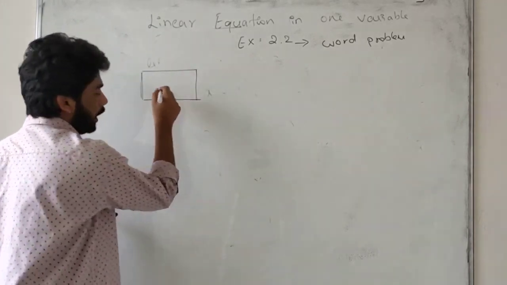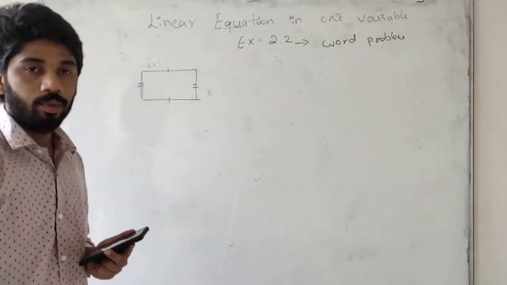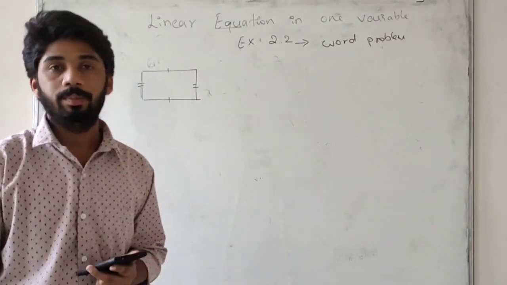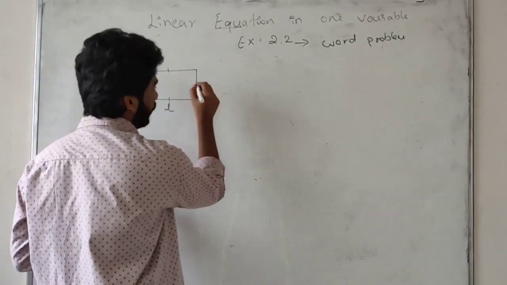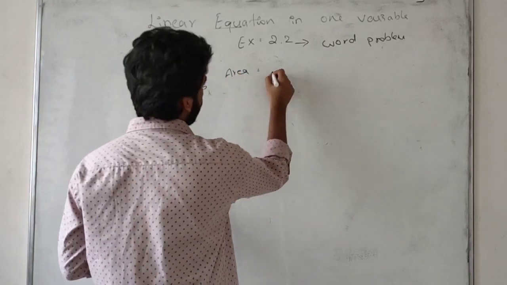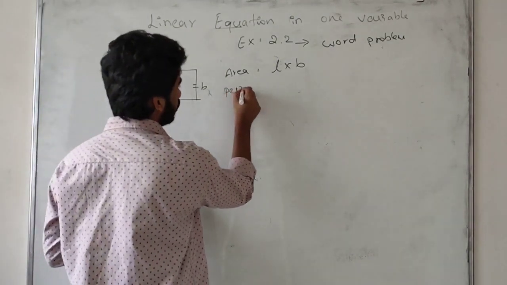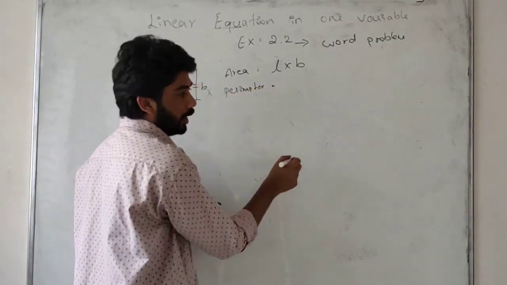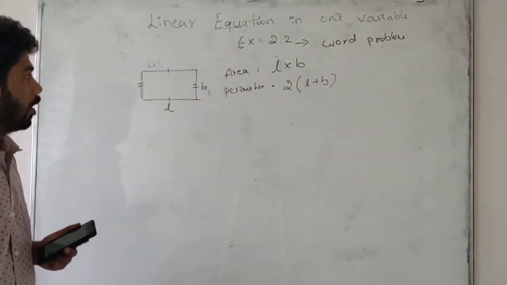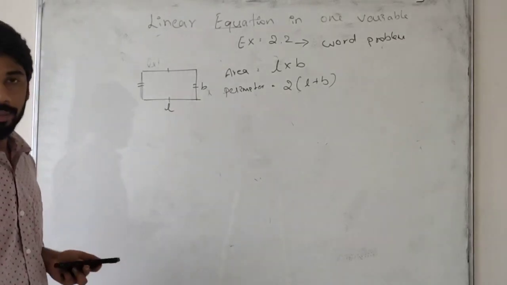This is a rectangle. In a rectangle, opposite sides are equal. We have to know two formulas, area and perimeter. This is the length, this is the breadth. Area is calculated as length into breadth, and perimeter is 2 times L plus B. This is the perimeter.